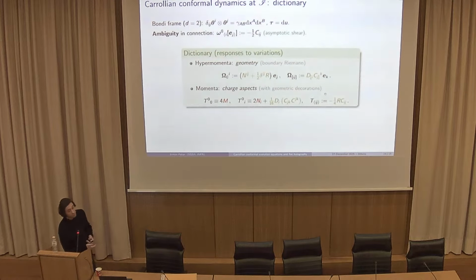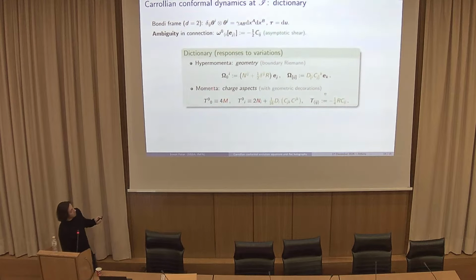So now it's just a matter of writing down the dictionary. And here is the dictionary. So we are in small d equal to 2. The boundary metric can be written in this first order form. The clock form, which is the dual of the null vector, I choose it to be du in this case. And the ambiguity in the connection is parameterized by the shear.